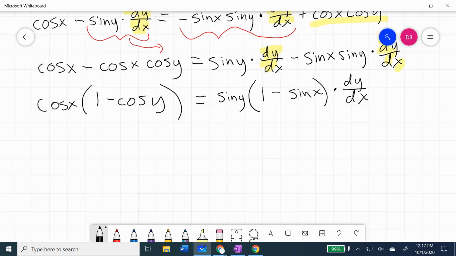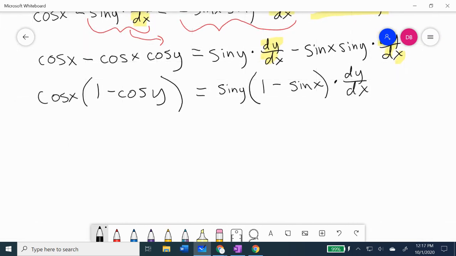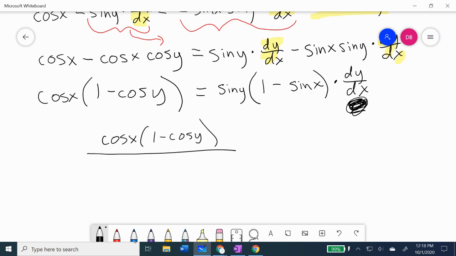And I'm ready to wrap this problem up. By division, I end up getting that dy dx is equal to cosine x times 1 minus cosine y divided by sine y times 1 minus sine x.